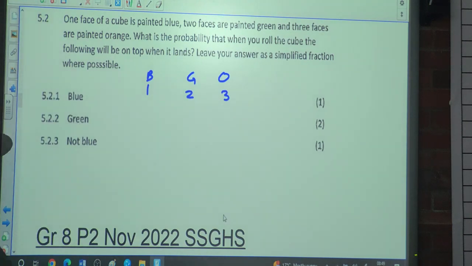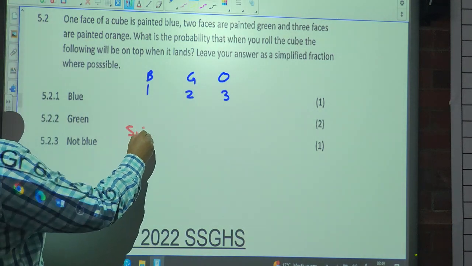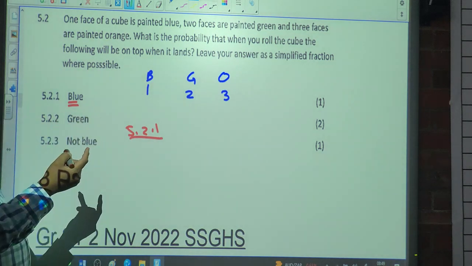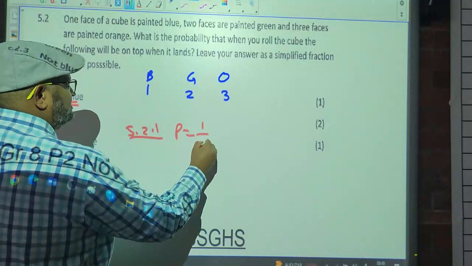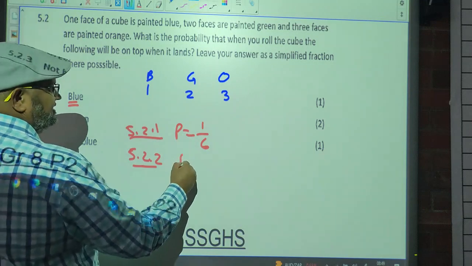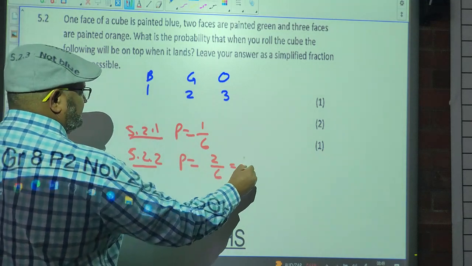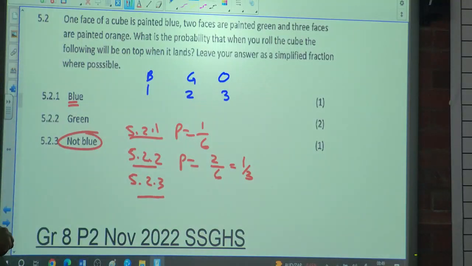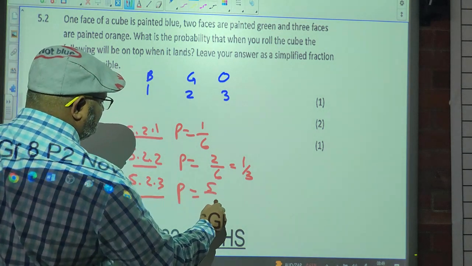Blue is on top. How many possible outcomes are there? There are 6. How many favorable outcomes are blue? 1. So it's 1 out of 6. 5.2.2, green. How many greens are there? 2 out of 6, which is 1 out of 3. 5.2.3, not blue. How many blues are there? 1. How many are not blue? 5. So not blue will be 5 out of 6.